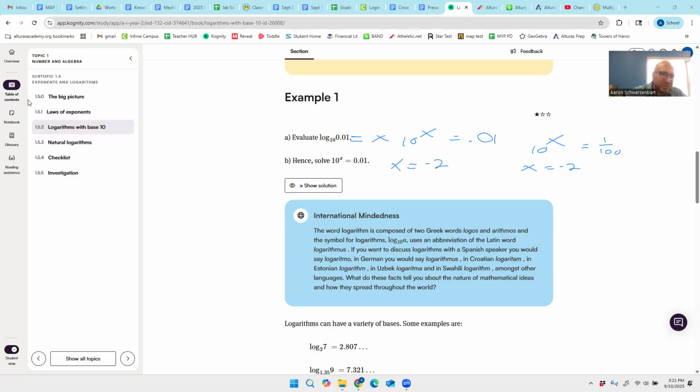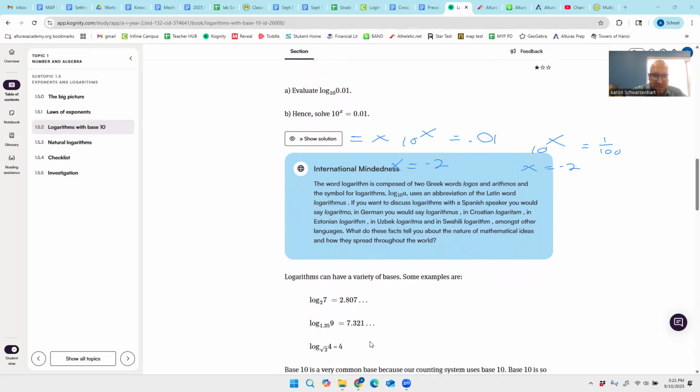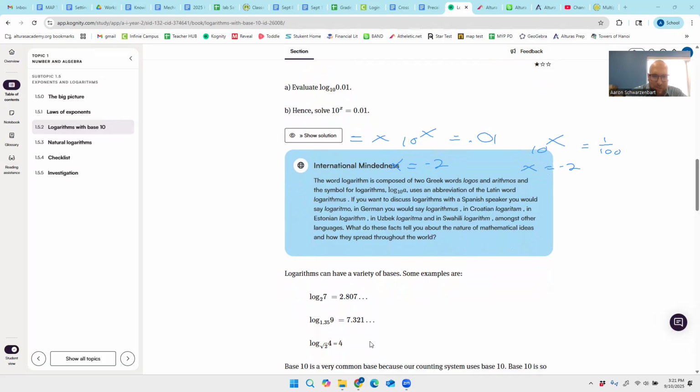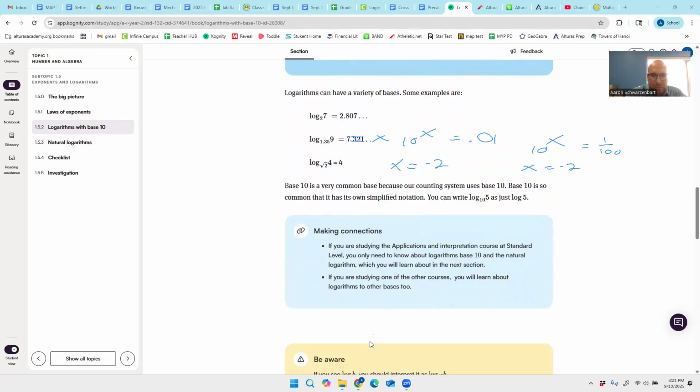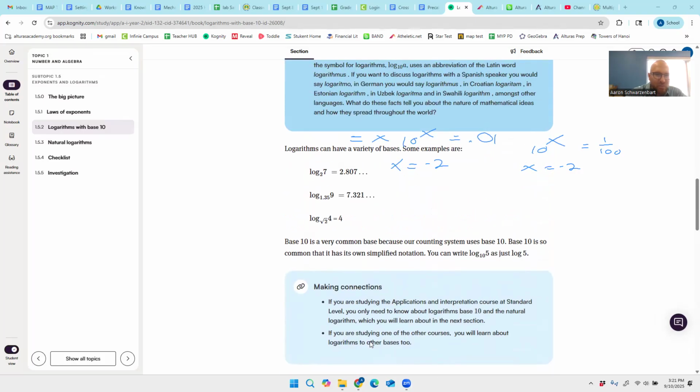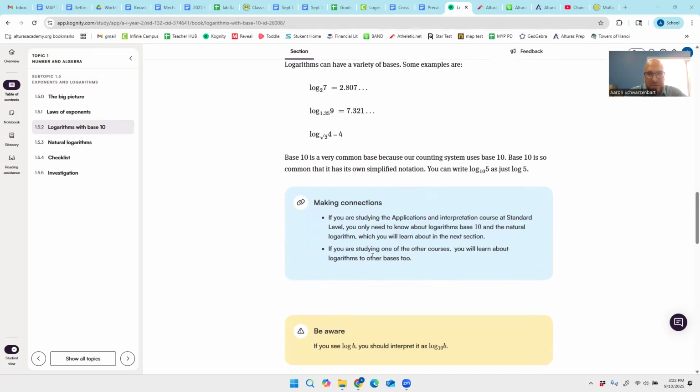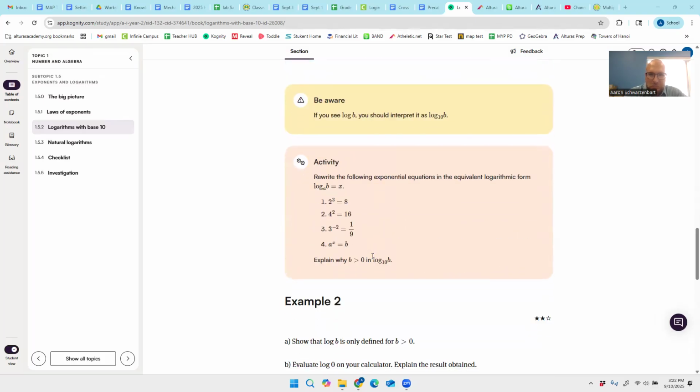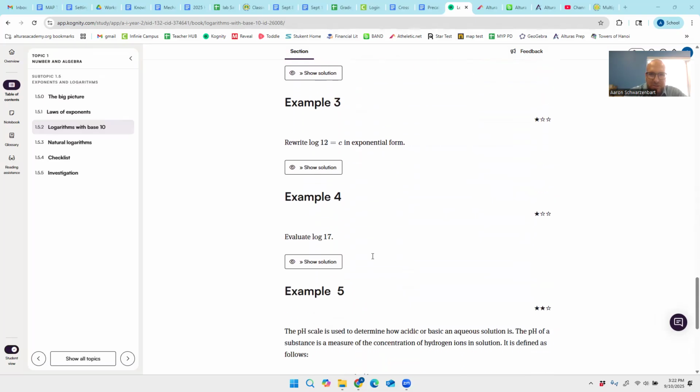Sometimes you get other bases that are not nice and you need a calculator. And guess what? If it's not nice or you don't know it, just use your calculator. This one's kind of interesting. Square root of 2 to the fourth power is 4. Square root of 2 times square root of 2 is 2. 2 squared is 4. We're going to go to example 3. We'll come back to example 2.